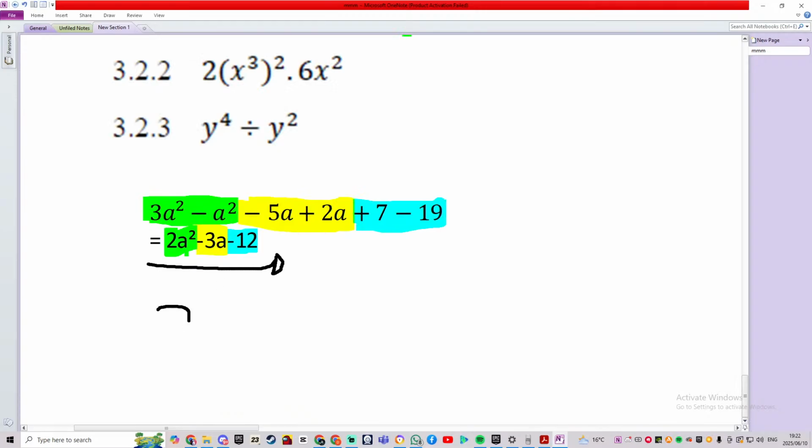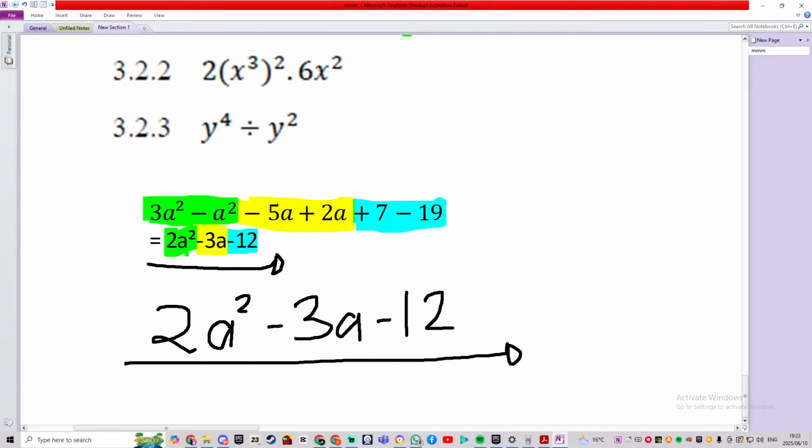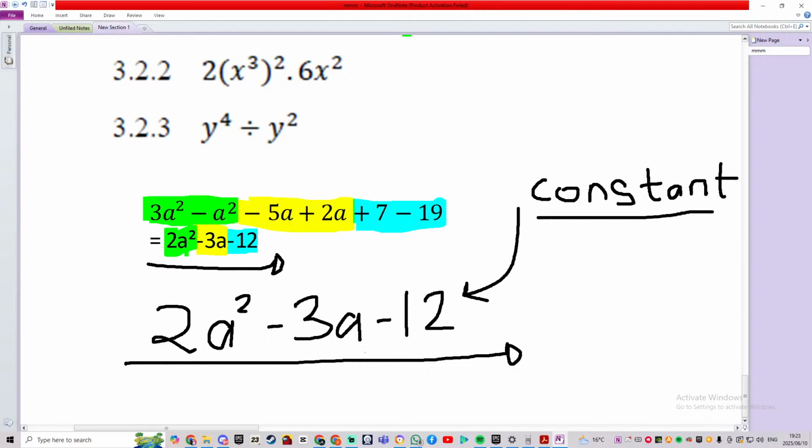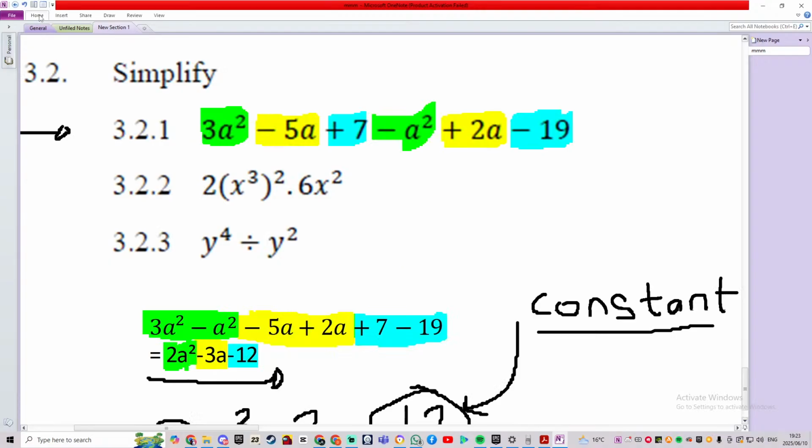We end off with 2a squared minus 3a minus 12 because they are not like terms, so we can't do anything. We stop there. Integer, yes, it's an integer, but in an algebraic expression we also call this a constant. If they ask us to name the constant in this algebraic expression, the constant is minus 12. We learn something nice again.